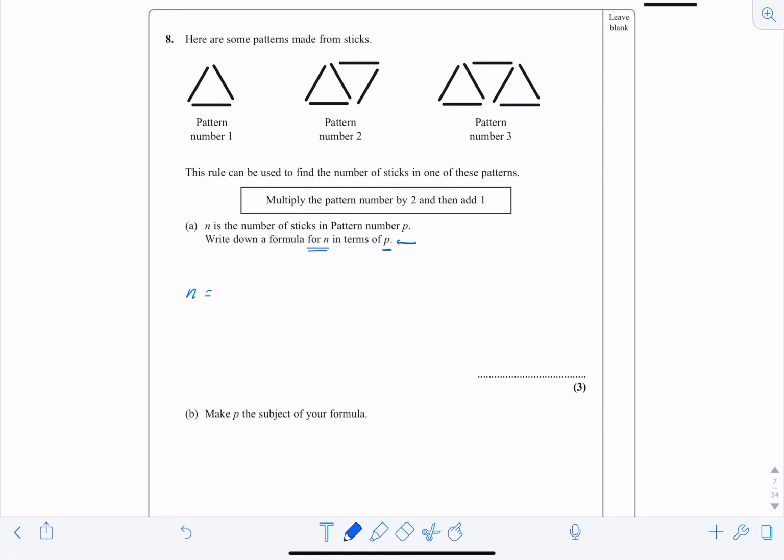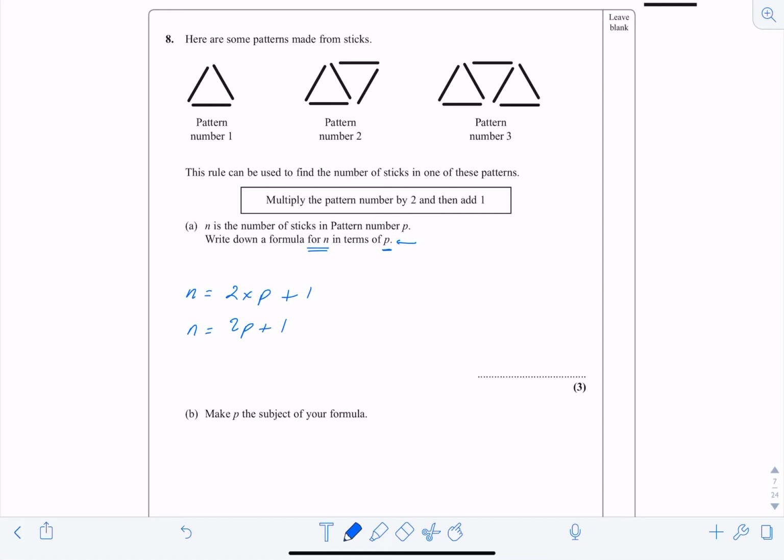So what does it say? It says multiply the pattern number by 2. Well, pattern number by 2, that's 2 times P, and then add 1. Okay, so that's going to be N equals 2P plus 1. That's 3 marks. That's crazy. But there you go. That's all it is.